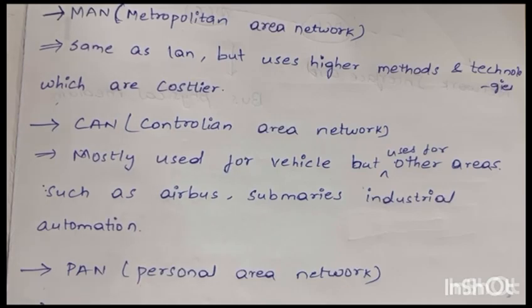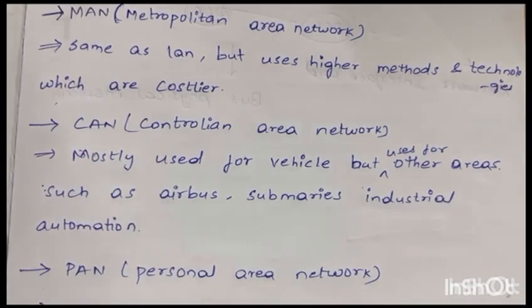MAN is a metropolitan area network. It is the same as LAN but uses higher methods and technologies which are costlier. Nothing but it supports broadcast communication. Whatever the transmitter sends, the receiver receives as it is, irrespective of the different medium. Even if different mediums are used in between the transmitter and the receiver, it's not going to make much difference. So let's see what is CAN.